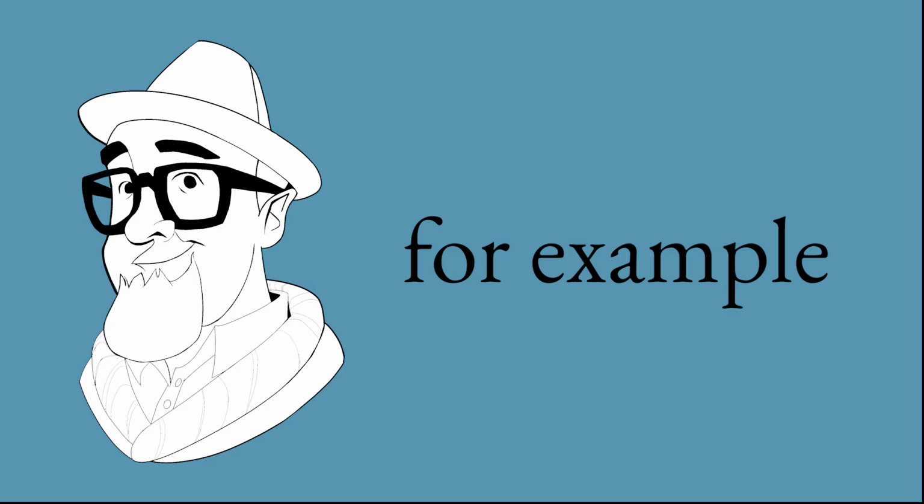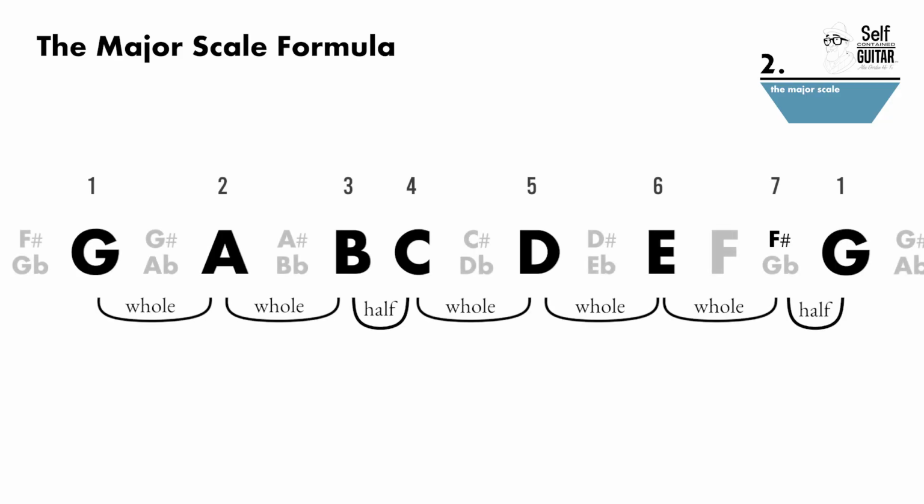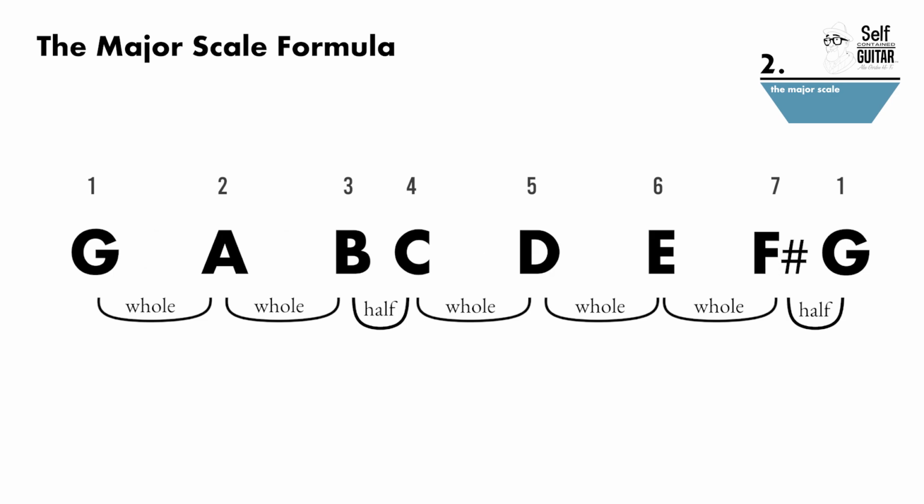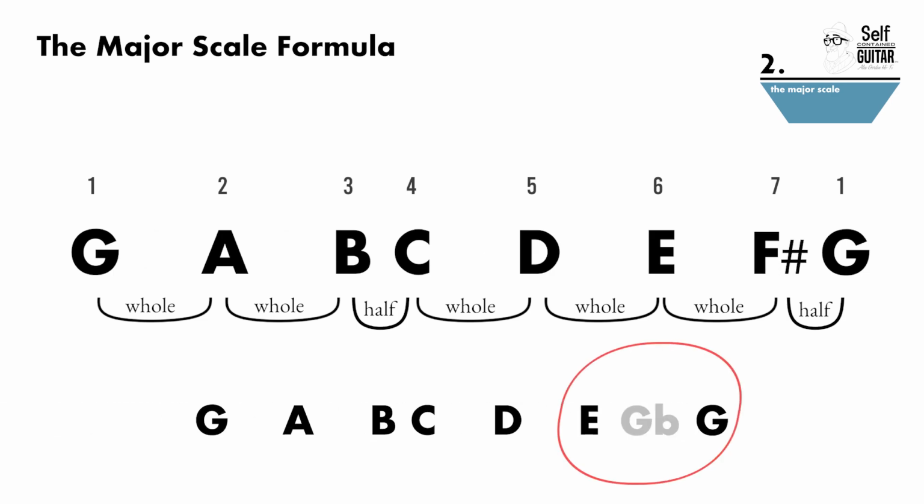For example, here is the key of G. The 7th note would be F sharp rather than G flat, because you can't skip F, nor can you have 2 G notes in a row within the same scale.